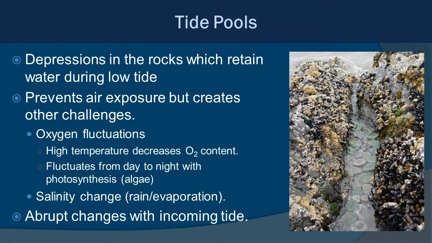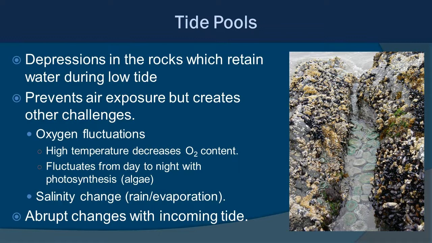And others will find a way to stay in the mid-littoral zone through finding tide pools. And these are depressions in the rocks which retain the water during low tide. It prevents some of those species from being exposed to air, but it creates other challenges. These tide pools can actually have very high temperatures, especially during the day. There can be a decrease in the amount of dissolved oxygen, because remember, the warmer the water, the less dissolved oxygen can actually be held in that water.